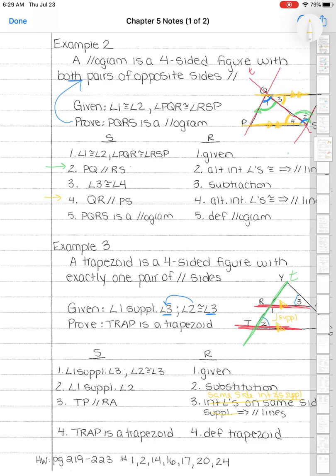So we know this is parallel to this, because we can even write same side interior angles supplementary implies parallel lines, or if you want to write interior angles on the same side are supplementary implies parallel lines. Whatever version of the theorem you want to write, just make sure the idea is there.